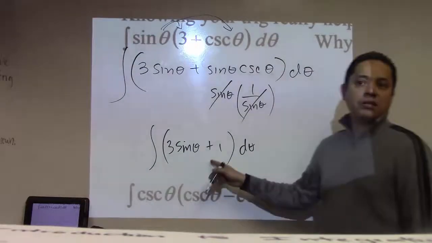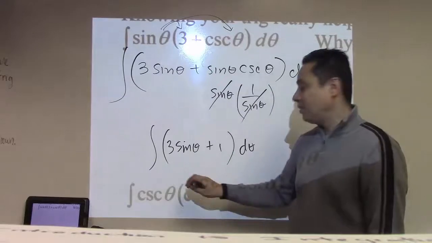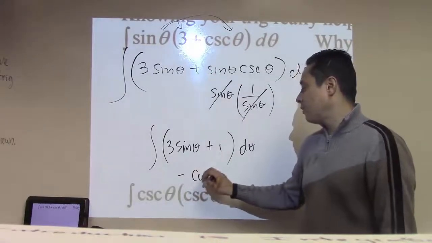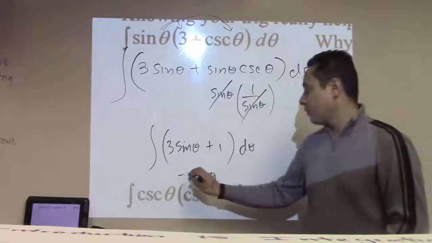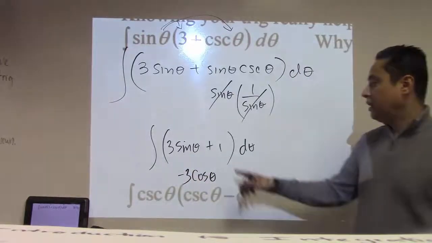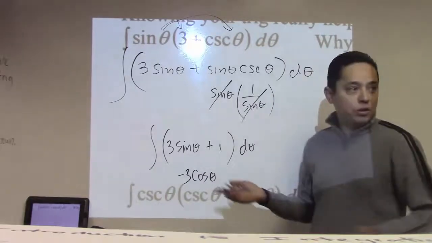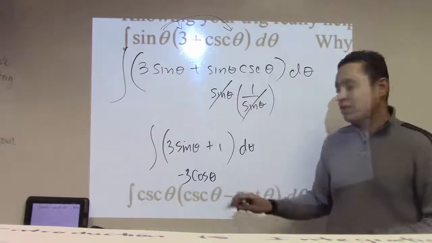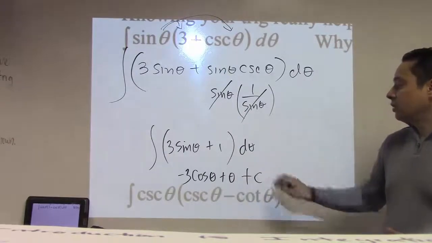And then we can just do this on the fly. The antiderivative of what is sine? Negative cosine theta. That 3 doesn't really impact this. Put it there. And the antiderivative of what gives me a 1? If this had been x's, it would just be x. But these are thetas, so we throw in theta plus c.